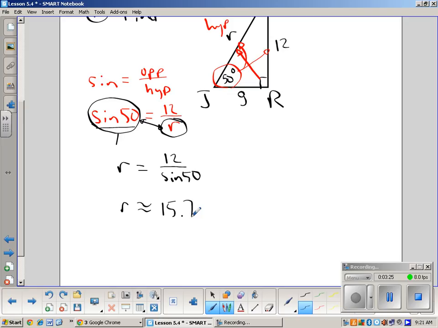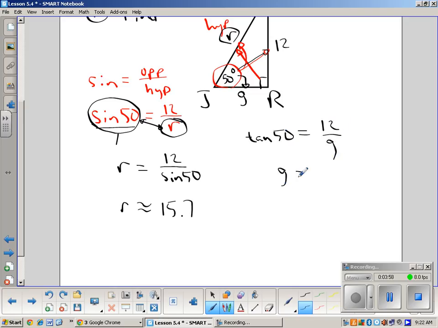If I wanted to solve for G, what would I use? Cosine, right? No. I would use tangent, sorry. Because I don't want to use R because I just solved for R, and R is a rounded value, right? And if I solved incorrectly, then G would be wrong. So I want to use tangent, the opposite and the adjacent. So I would say tan of 50 is equal to 12 over G.